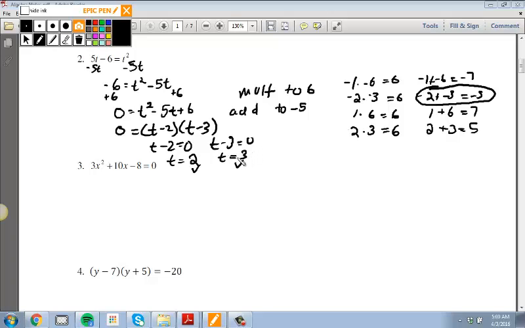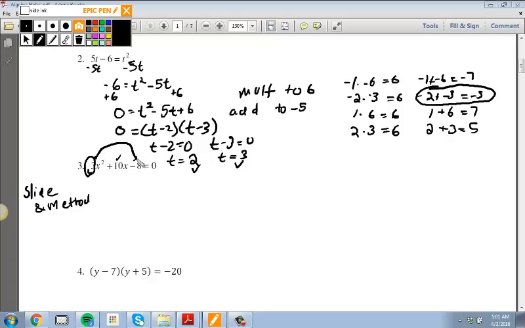Alright, let's try another one. Number 3 is a little bit more difficult, but I'm sure that you guys will remember this. First of all, remember I have to make sure to factor out any greatest common factor, but I don't see any between the 3x squared, the 10x, and the negative 8. So remember, this is the slide and divide method that I talked about in class, because I have a number that's not a 1 in front of the x squared term here.